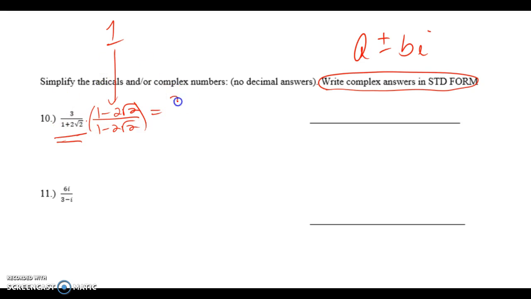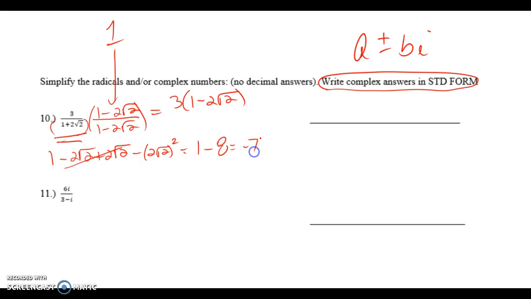So my numerator becomes this. I'm not going to multiply it through yet. My denominator, let's FOIL. First, 1, outer minus 2 square root of 2, inner plus 2 square root of 2. Those zero out, don't they? Minus 2 square root of 2 squared. 2 times 2 is 4. Square root of 2 times square root of 2 is 2. This is 8. This is 1 minus 8, or negative 7. So the answer looks like this. These were not supposed to be ultra hard.